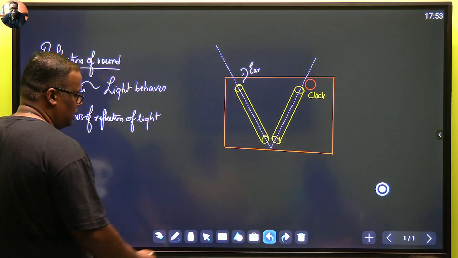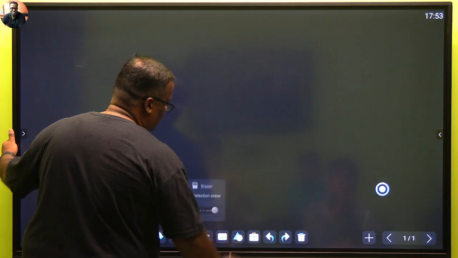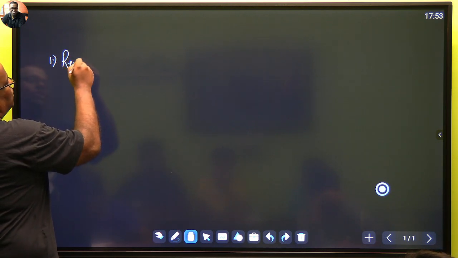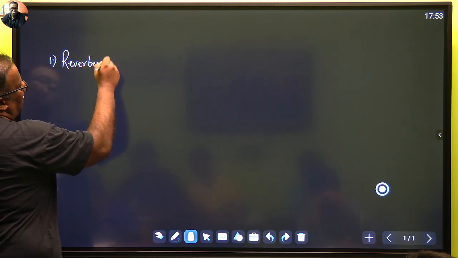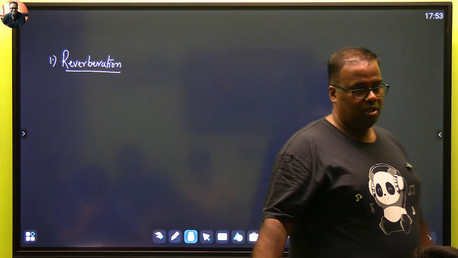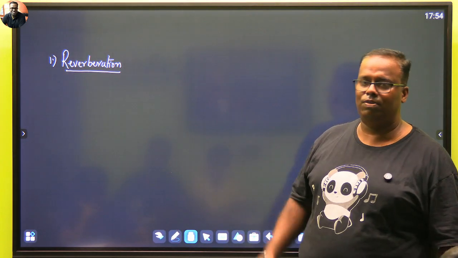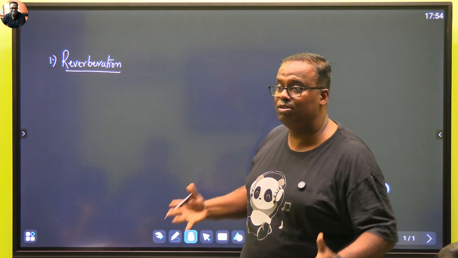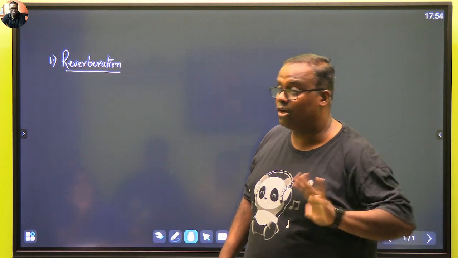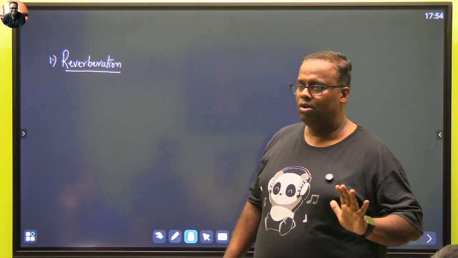So let's first see some of the implications of reflection of sound. Number one is known as reverberation. First let's understand what reverberation is, whether it is good or bad, and how we control it. When you change your house and go to a new flat, when you talk, don't you hear that the sound reverberates in that room? It's an empty flat, there is nothing in that room. It's not echo.